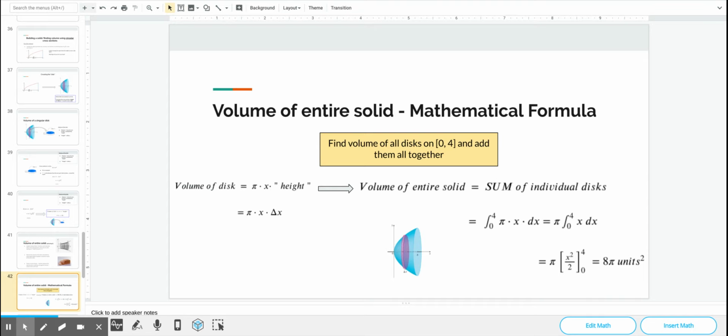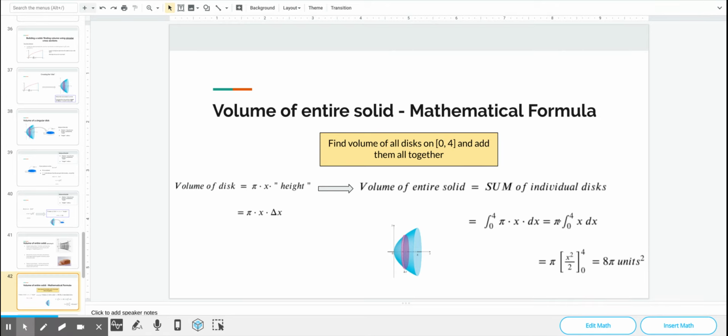So what if I were to take the integral from 0 to 4 of pi times x dx? That's the sum of every single disk on the interval 0 to 4, using my function, the square root of x, as the radius. This simplifies to just pi times the integral from 0 to 4 of x dx.